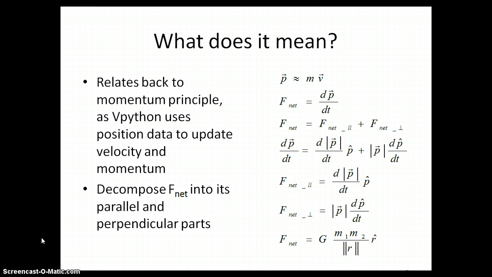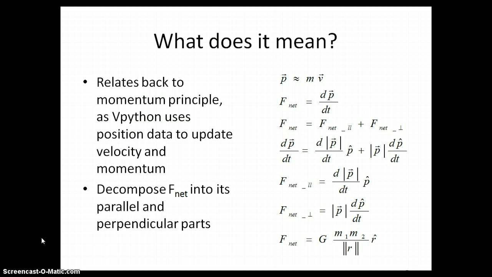F net equals capital G times m1 m2 over the magnitude of r times r hat. That is why we had to decompose the net force into the sum of the forces acting on the star, both perpendicular and parallel to the star's motion. And since we used the momentum principle initially, both F net parallel and F net perpendicular are numerically equal to dp dt parallel and dp dt perpendicular respectively.